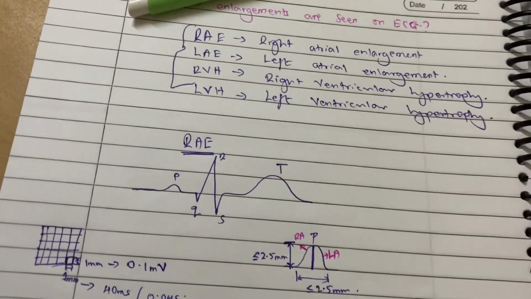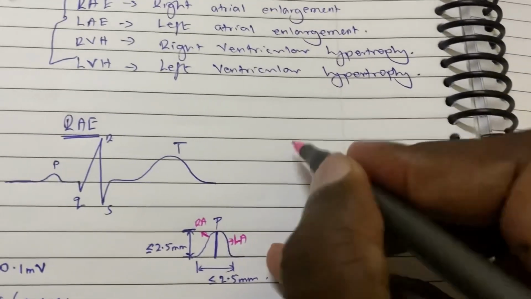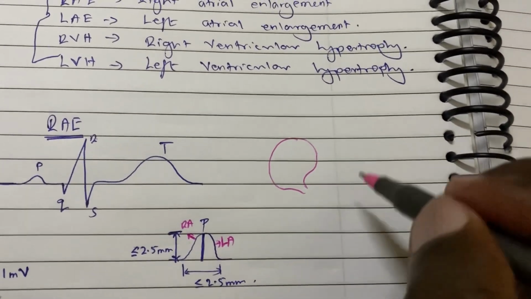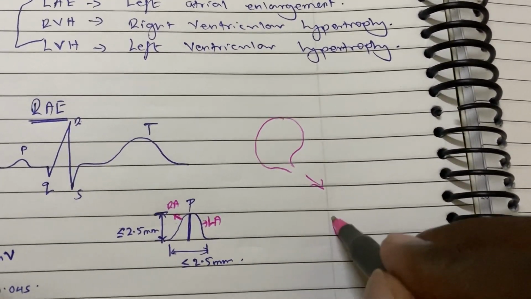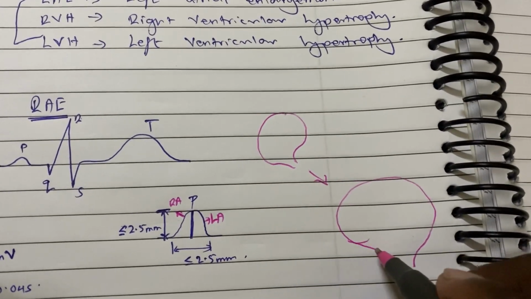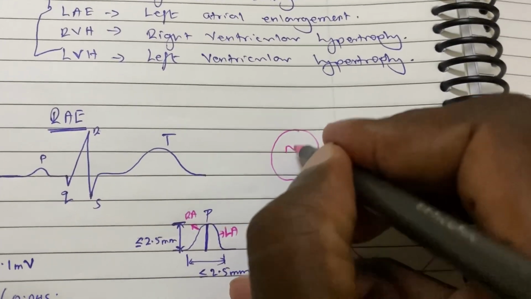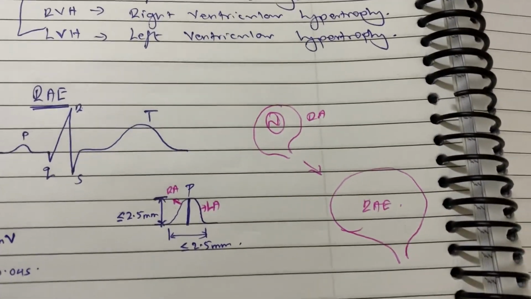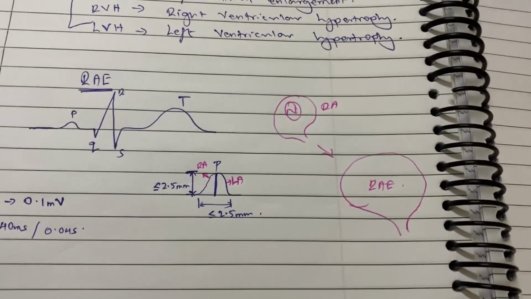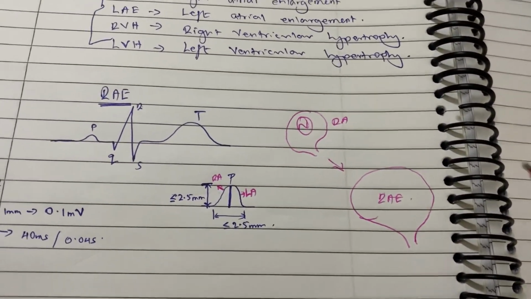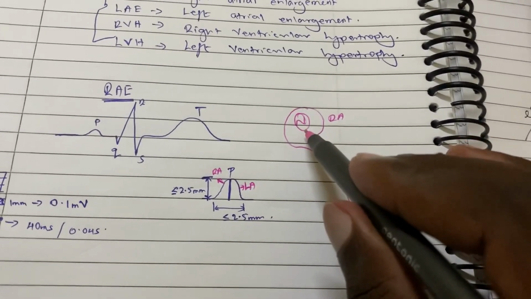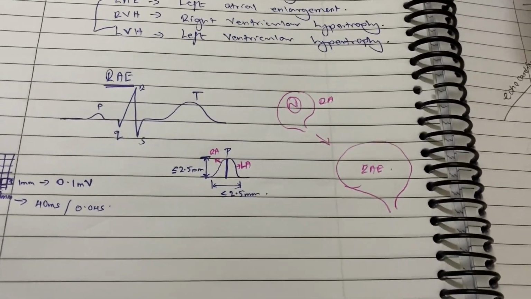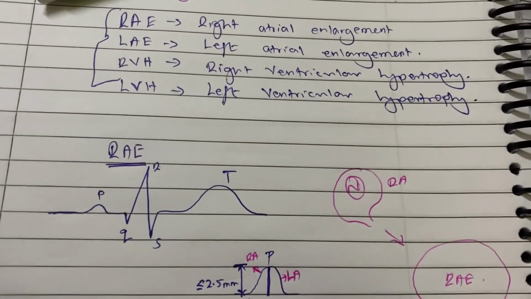So what happens in right atrial enlargement? Remember, if this was the normal size of the right atrium, at enlargement it is going to be like this. This is the normal right atrium. This is right atrial enlargement. What happens? We say the larger myocardium generates high voltage. This one is slightly bigger than this one, so it is going to generate high voltage.